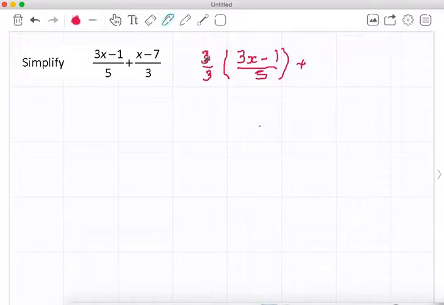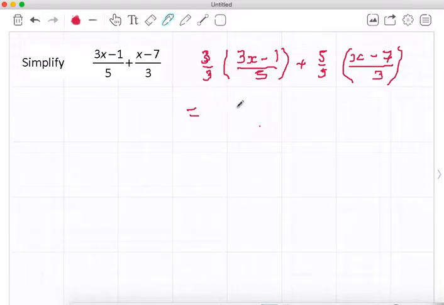And this fraction here, we're going to multiply that by 1, but we're going to call that 5 over 5. Now as I'm writing this out, just see what that denominator is going to be for the second fraction. It also is going to be 15, so we're going to have the same denominator. So now let's actually go through and do this.